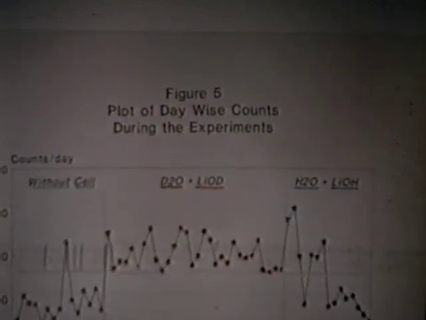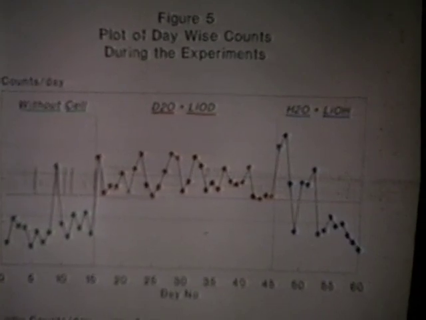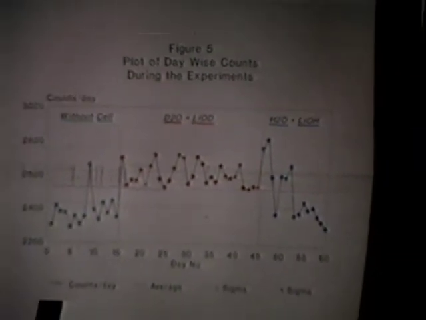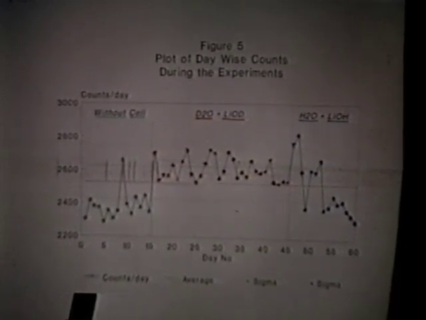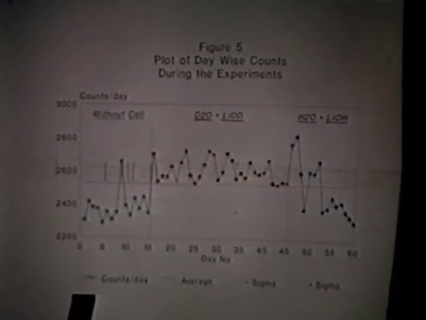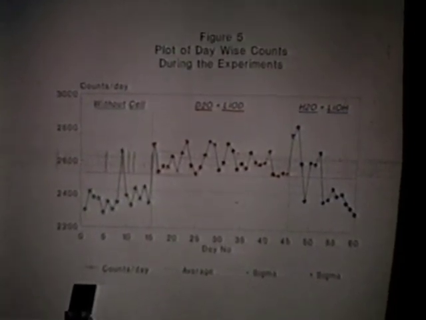Now this is a day-wise plot during the experiment. We started with 15 days of background, then 30 days of D2O plus LiOD. This is a Milton Roy cell, and following that, about 15 days of hydrogen. Now this was, in hindsight, probably not a good idea.